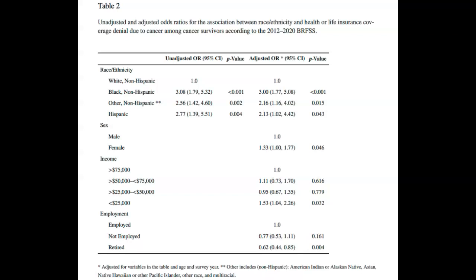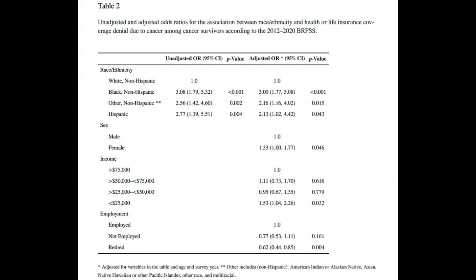We can use multivariate analysis to actually detect the presence of confounding in our data. So this table is an actual table from a research article that I published. In this particular article, we were looking at the association between race, ethnicity, and whether someone was denied health or life insurance after the Affordable Care Act. So our independent variable was race, ethnicity, and our outcome variable was the denial of health or life insurance.